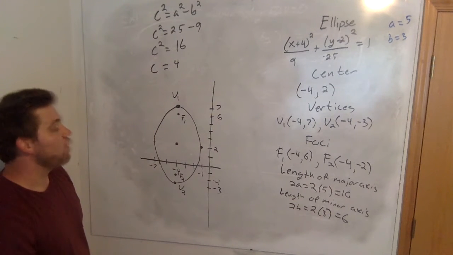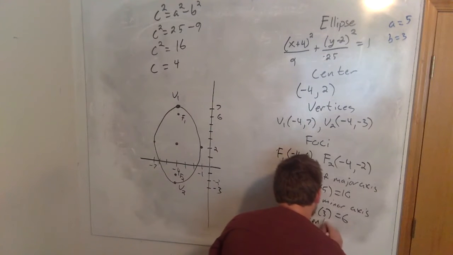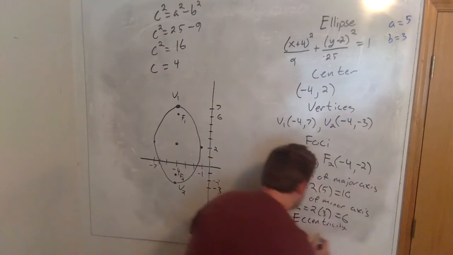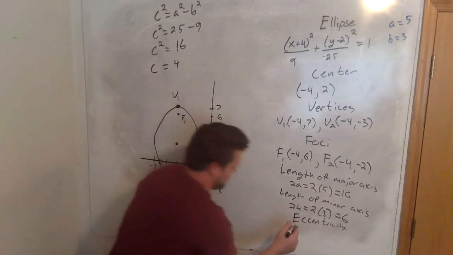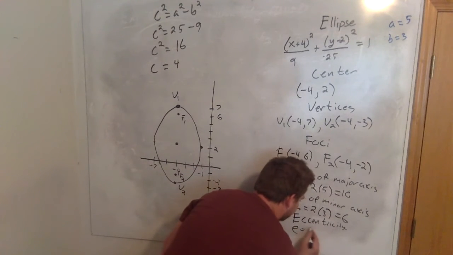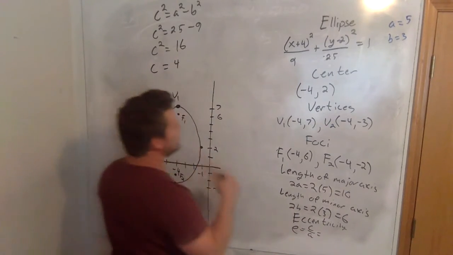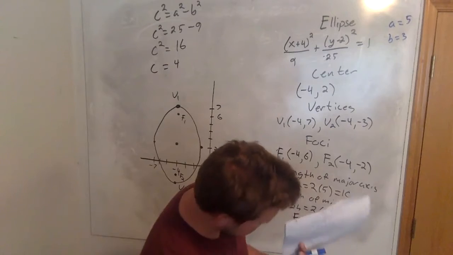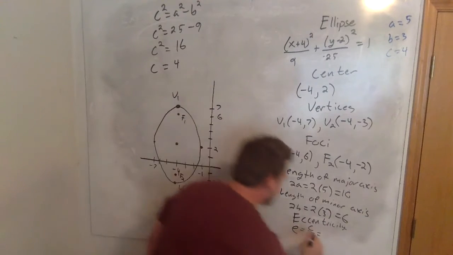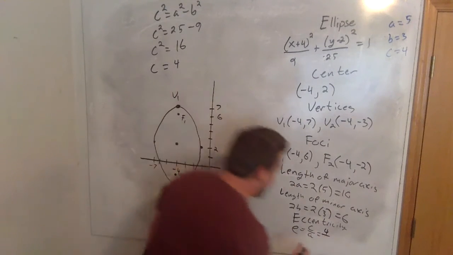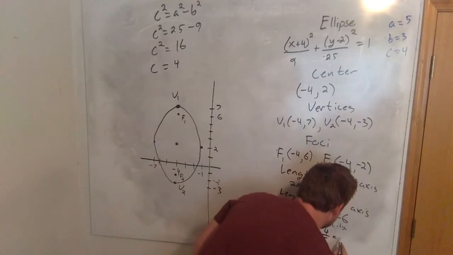Beautiful. Okay, what about eccentricity? Eccentricity, that's E, and that's defined, well, this is Euler's number, E for eccentricity. This is defined to be the ratio of C over A. Our C is 4, and A is 5. So, what is 4 over 5? That'll be 0.8.